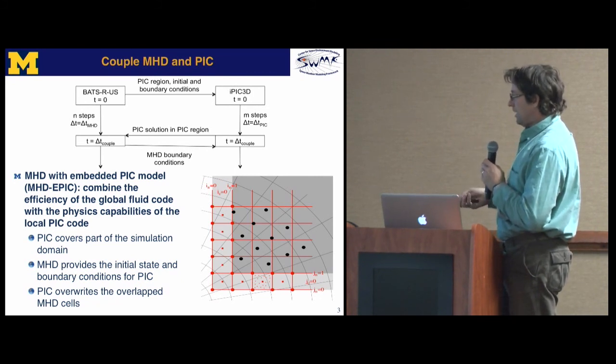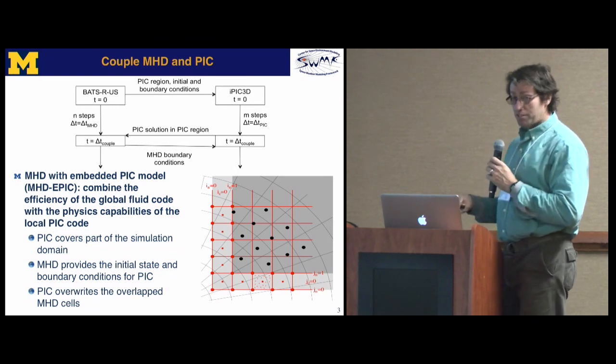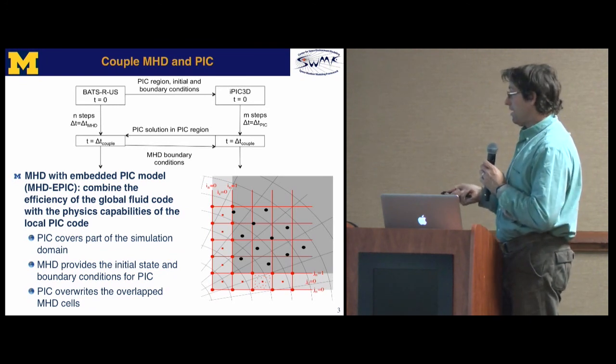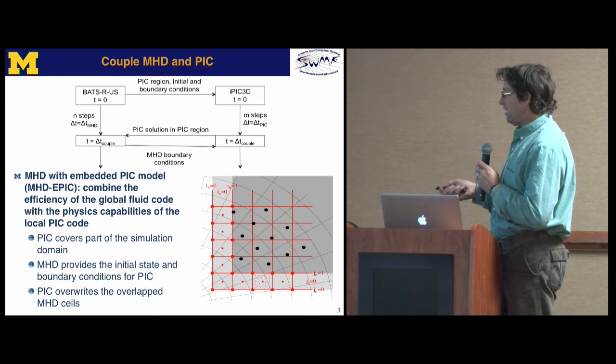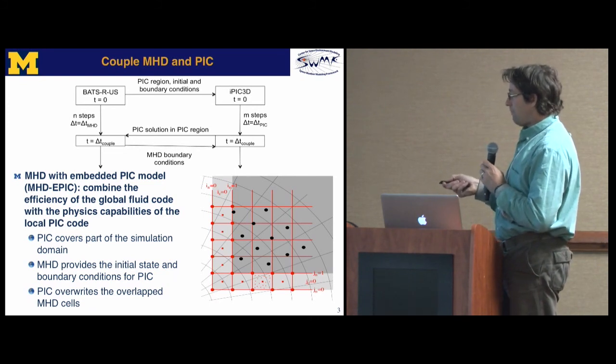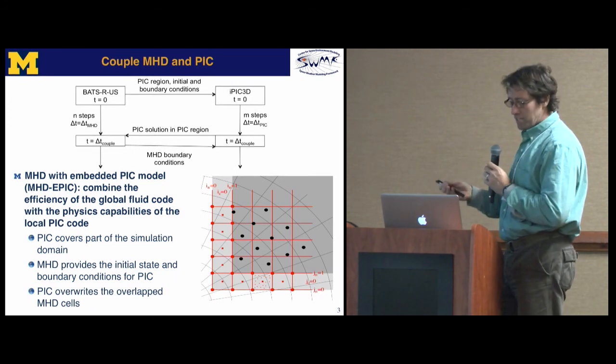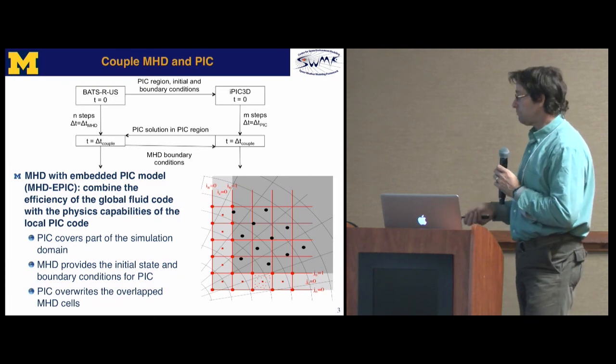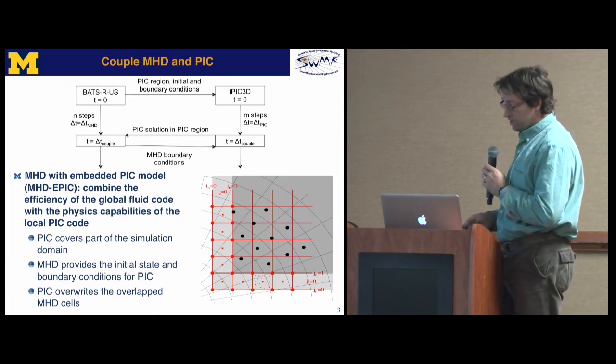They start out with the same initial condition, which is generated in the MHD model. That's used to populate the PIC model. And then once that begins to evolve, information from the PIC model propagates out into the ghost cells and then is pushed out into the MHD model. So this is basically the way in which the coupling is performed.